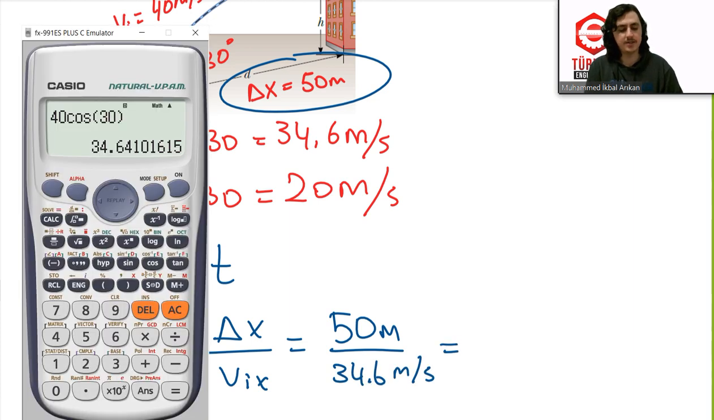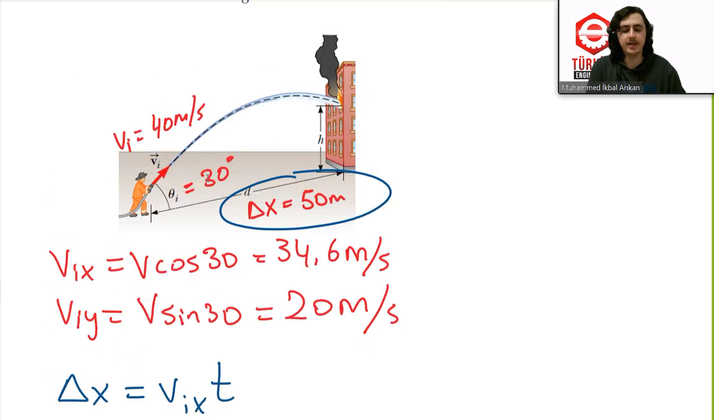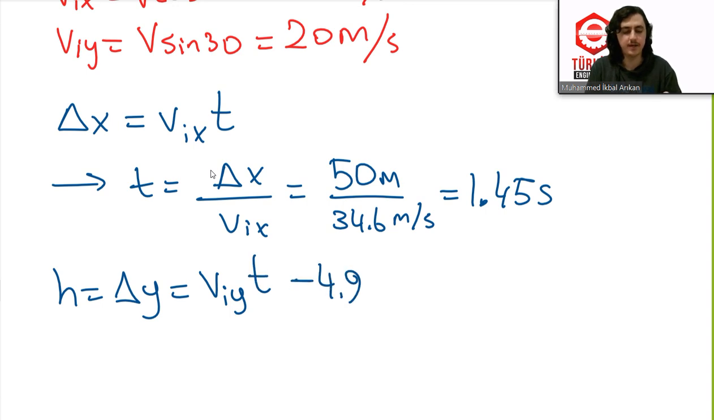So I will get the result, meter will cancel each other, and 1 over second will flip, so it will be just second. So 50 divided by 34.6 will give me the time, and our time is 1.45 seconds. It's actually 1.445, so I rounded it to 1.45. It's our time, so I can calculate the h, because the h will be delta y when time is equal to 1.45. I will put v initial y times time minus 4.9 t squared.